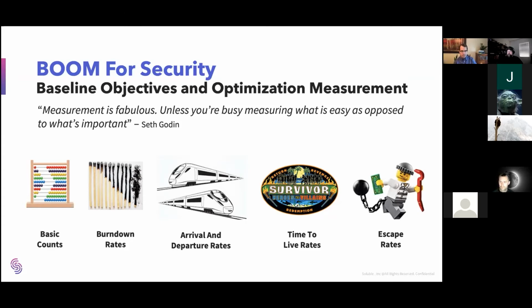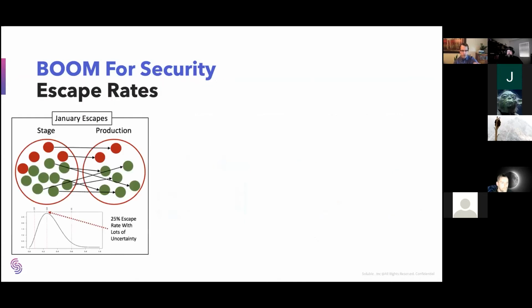So that's baselines, objectives, and optimization. The measurement just refers to the fact that we use both deterministic and probabilistic approaches. And the probabilistic approaches are really predictive analytics or Bayesian analytics. I shield you from a lot of that complexity. So that's the model. So I'm going to dive into escape rates real quick, just to give you an example.